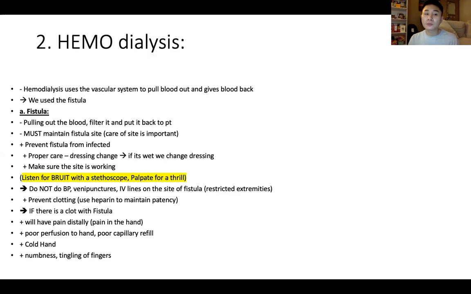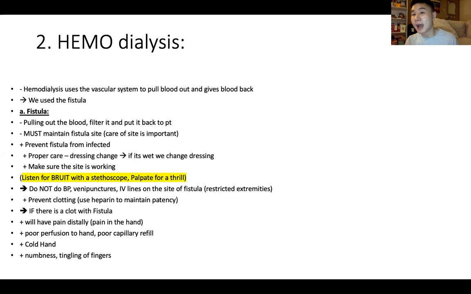Okay, so basically hemodialysis pours out the blood, filters it, and puts it back into the patient. As a nurse, our job is to maintain the fistula site. The care of the site is so important. We have to prevent the fistula from getting infected by providing proper care and dressing changes. If it's wet, we change the dressing. Make sure the site is working. How do we know that the site is working? We have to listen for the bruit with a stethoscope or palpate for a thrill, okay?